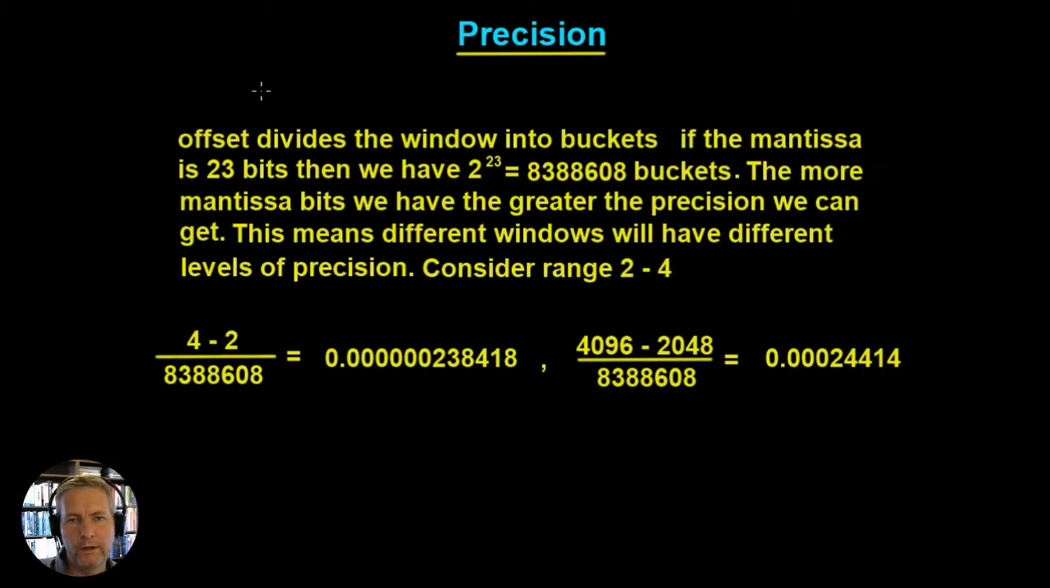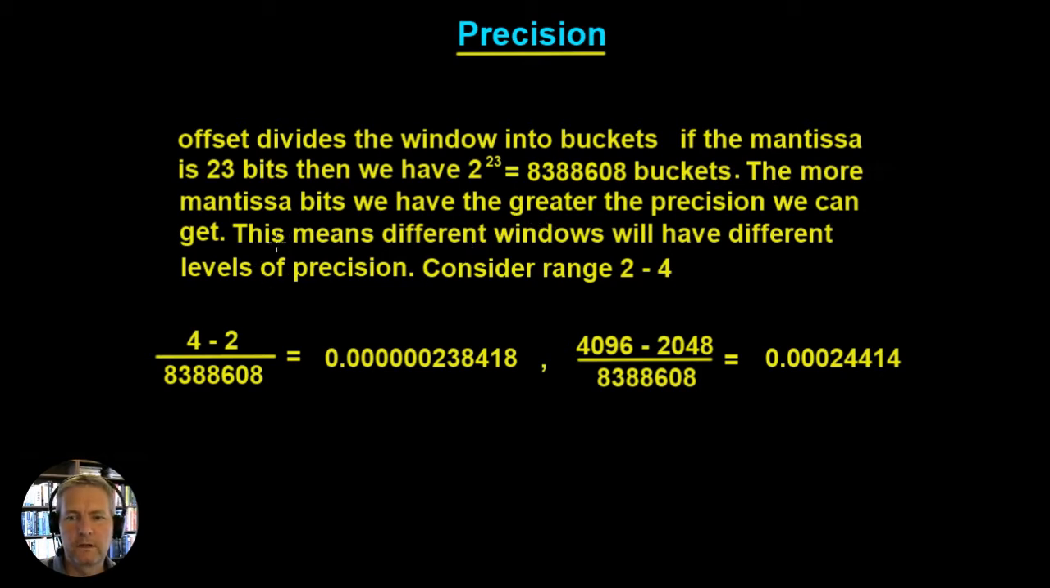So once we've defined the window we're using with the exponent, that window is going to be split into a certain number of portions. Those portions are going to be given by the mantissa. So we can think about those as little buckets which are going to contain number ranges. In the single precision we have 23 bits for the mantissa, so we're going to have 2 to the 23, which is 8388608 different little buckets within each window. Now the more mantissa bits we have, the greater the precision we're going to get.